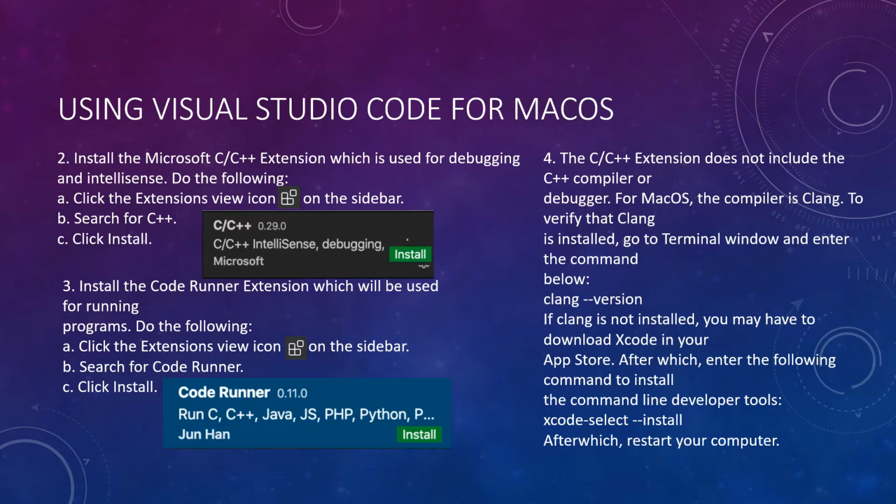The C/C++ extension does not include the C++ compiler or debugger. For Mac OS, the compiler is Clang. To verify that Clang is installed, go to the terminal window and enter the command below. If Clang is not installed, you may have to download Xcode from your App Store, after which enter the following command to install the command line developer tools, after which restart your computer.